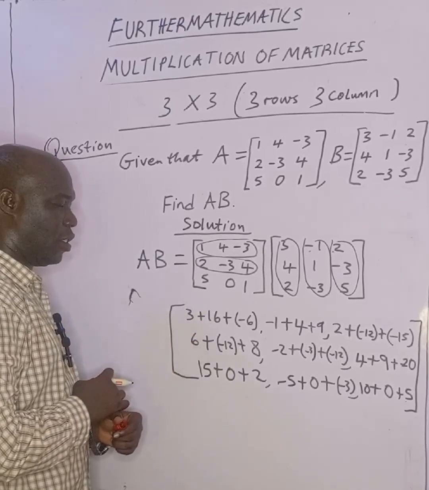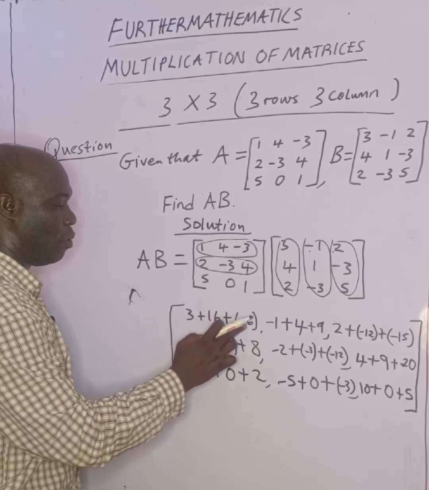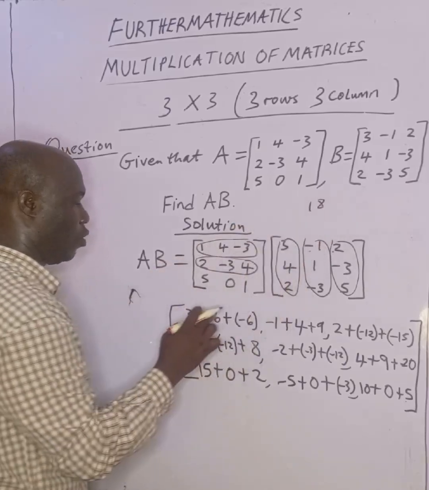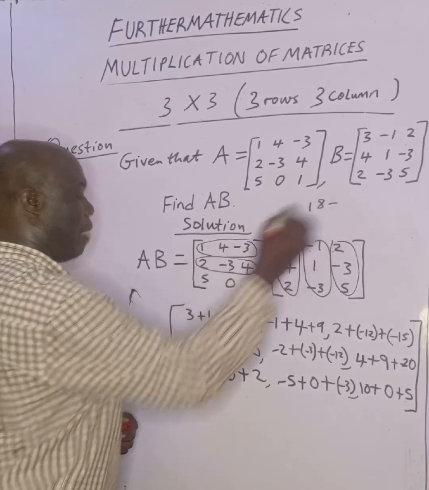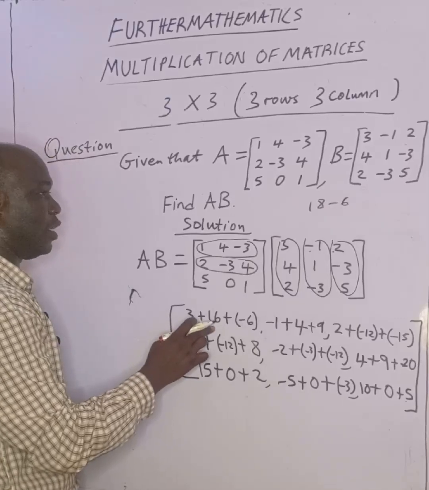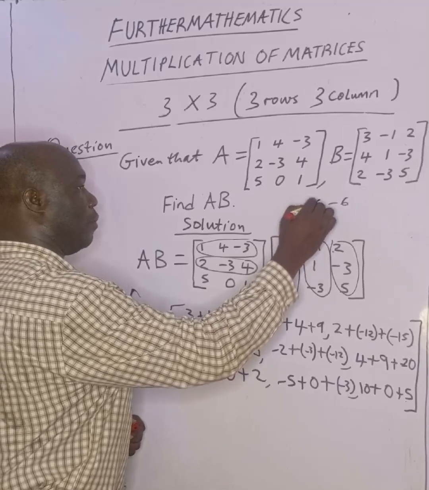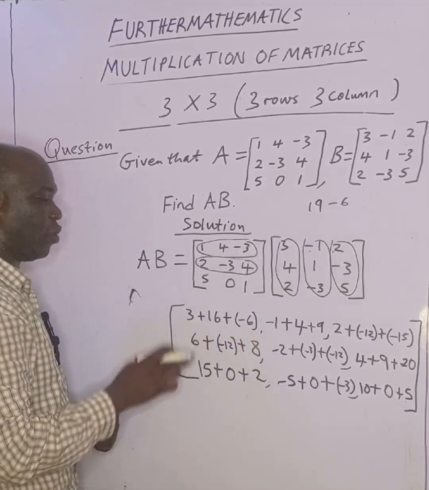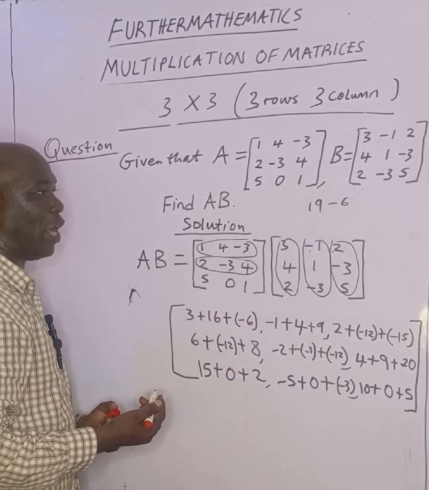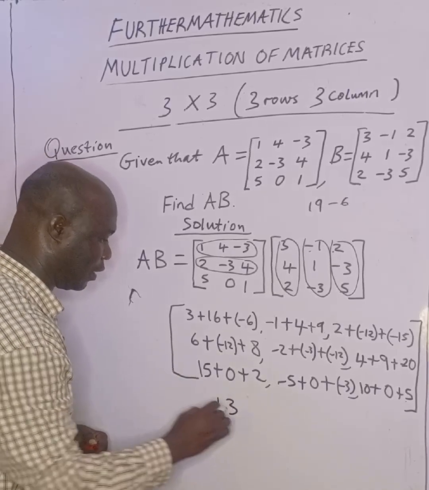3 plus 16 is 19. Don't forget that this 18, no, this 19 here. Plus times minus will give you minus 6. So 3 plus this will give us 19. So 19 minus 6 now, what are you going to have? You have 13. So this is 13 here.